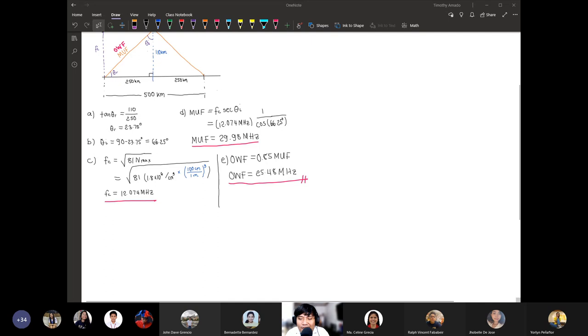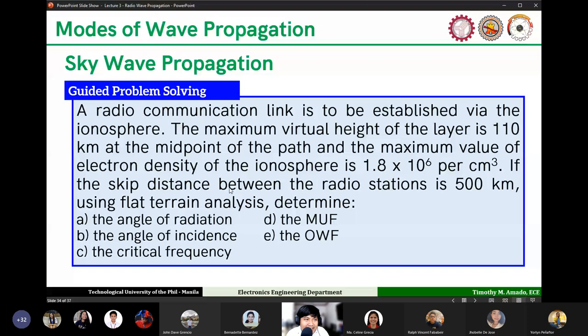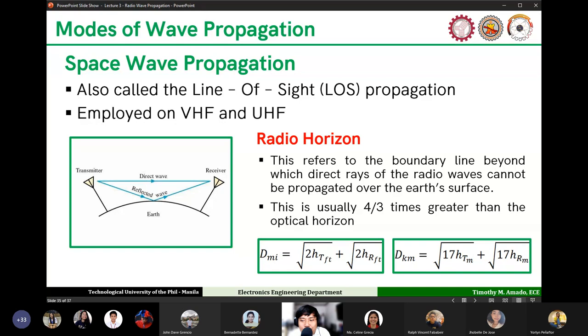Okay, no? So yan, 'di ba? Nakapag-design na tayo, no, ng isang skywave communication system. Now, last but not the least, no, let's talk about the space wave propagation. Okay, sa space wave propagation nga lang, guys, we will not really discuss this into detail because the core principle of microwave communication is with this one.